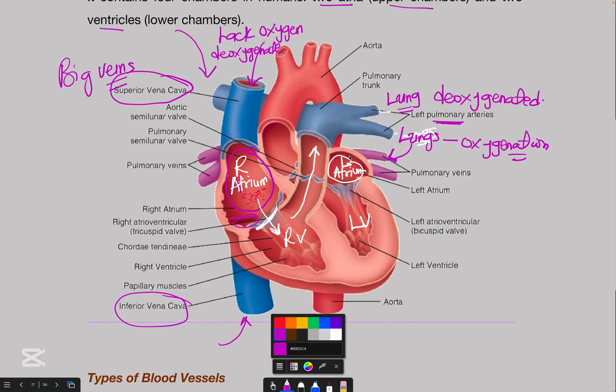Understand how the movement is going: from right atrium to right ventricle, from right ventricle through the pulmonary artery to the lungs. From the lungs, it will now enter through the pulmonary vein. Veins are supposed to carry deoxygenated blood, but the pulmonary vein carries oxygenated blood. Please take note. The pulmonary vein carries oxygenated blood.